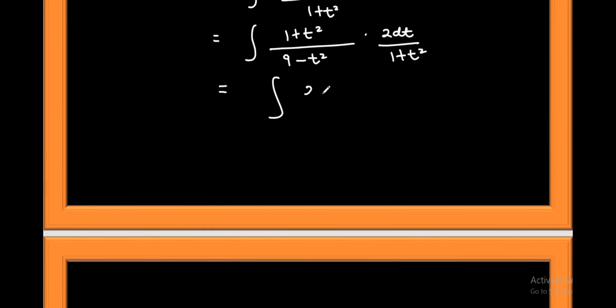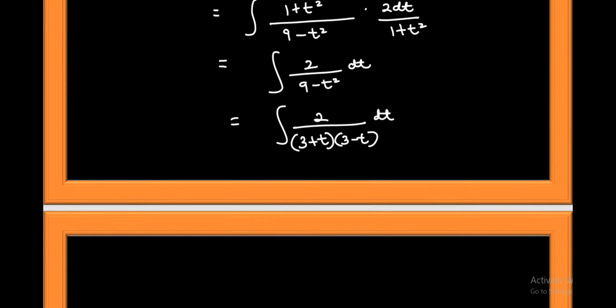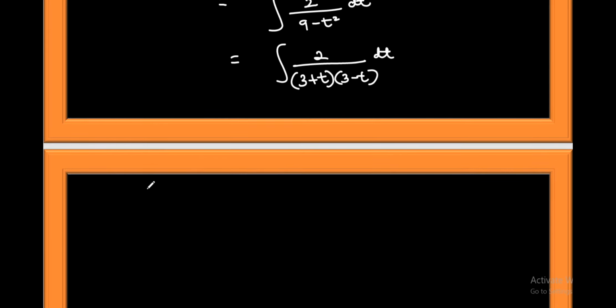integral of 2 divided by 9 minus t squared dt. And remember, this is as good as integral of 2 divided by, this is the difference of squares, so we shall have 3 plus t into brackets 3 minus t with respect to t. And when you look at 2 out of 3 plus t, 3 minus t, this is clearly under partial fractions, and therefore we're going to do partial fraction decomposition.